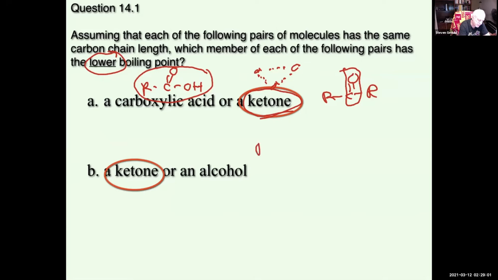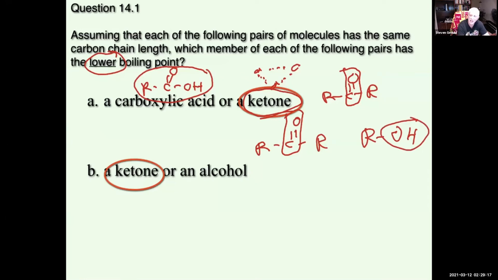A ketone or an alcohol? Look at each molecule. The ketone has 1 polar group. The alcohol has 1 polar group, but the alcohol also has what that's going to attract it together? Hydrogen bonding, perfect. So you've got hydrogen bonding plus a polar group. So that's going to hold together tighter. So the one with the lower boiling point is going to be the ketone.